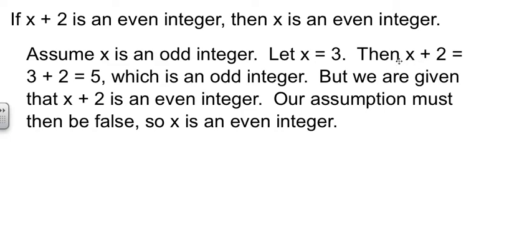Then plugging that in, I could have typed again by the substitution property, but x plus 2 would be the same as 3 plus 2, which is 5. And 5 is an odd integer. But we were given that x plus 2 is even. So we've got a problem. We have a contradiction. That means our assumption was wrong. We assumed x was odd. Well, since x can't be odd, that only leaves one option. X has to be even.